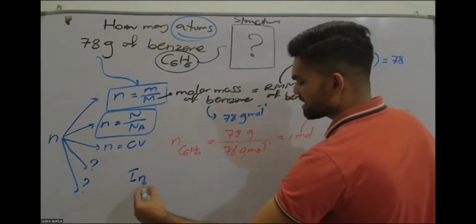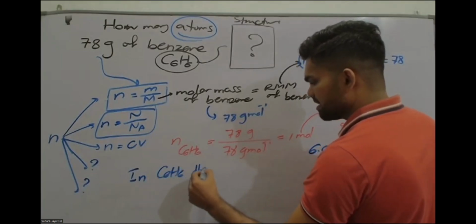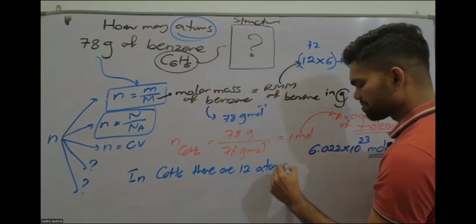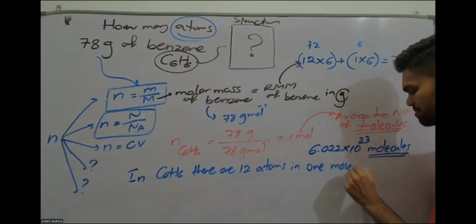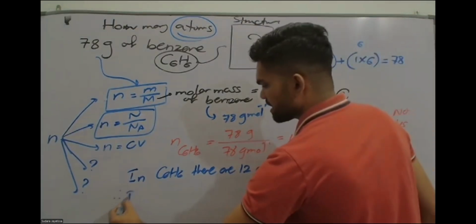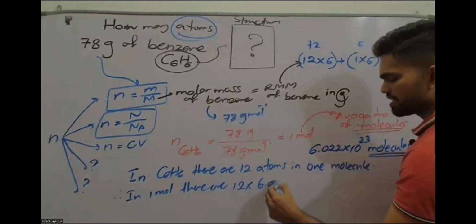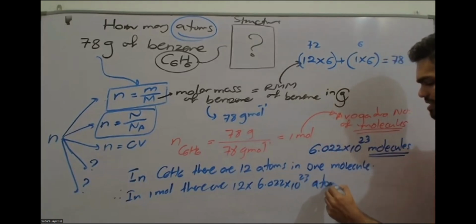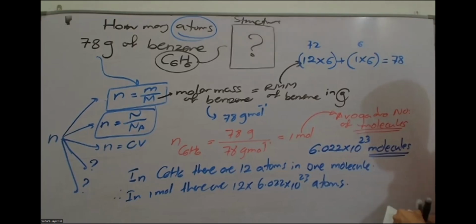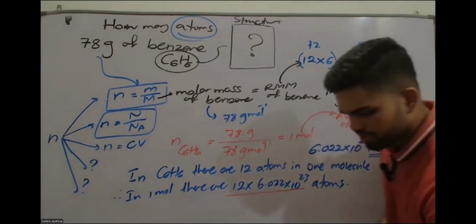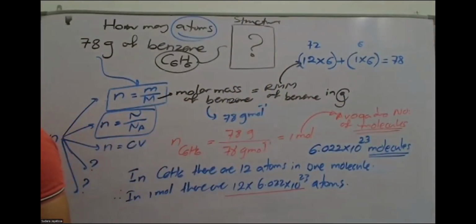Okay, we will write a sentence. In C6H6, there are 12 atoms in one molecule. Therefore, in one mole, there are how many atoms? 12 times 6.022 times 10 to the power 23 atoms. Got the idea? So this is your answer. So don't select answer 2. Like I said, in the question number, which one? Fifth one, no? Yeah, fifth one.